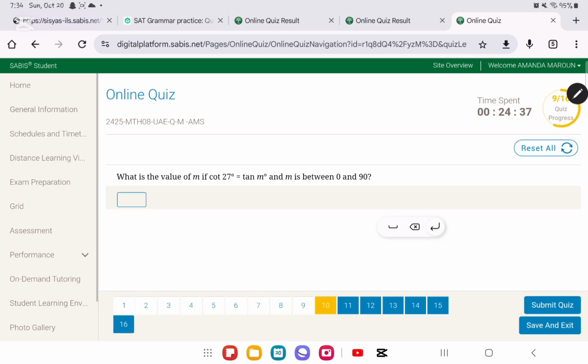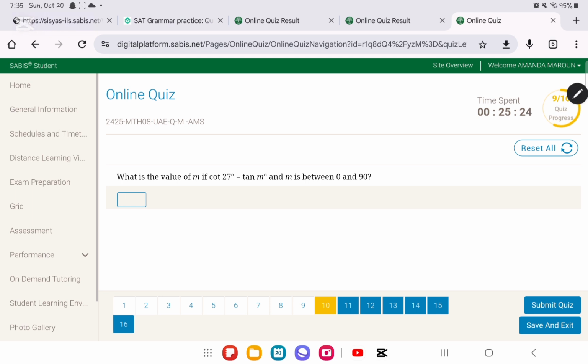Question number 10. Very nice. What is the value of m if cotangent of 27 degrees equals tangent of m degrees, and m is between 0 and 9? Okay, I will explain a way that seems more logical. It's similar to something we did last year in physics. This way might help you understand, and then from it we are going to derive a constant rule.